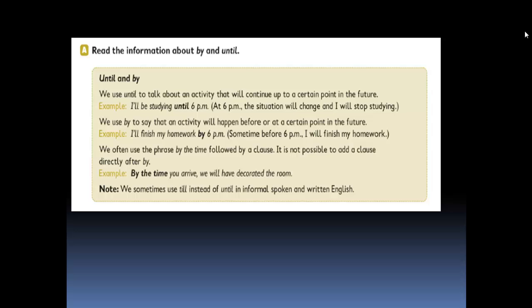Here we have to notice that we sometimes use till instead of until in informal spoken and written English. So, until is more formal than till, and sometimes we can use till instead of until in informal spoken and written English.